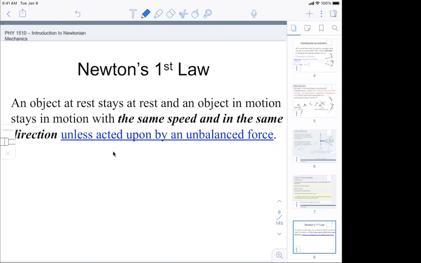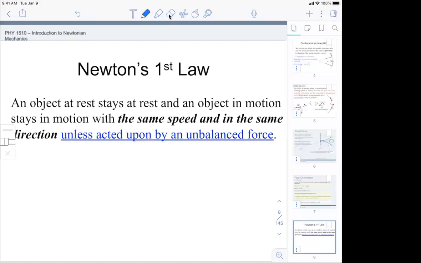Okay, Newton's first law. I'm going to go through this again. An object at rest stays at rest, and an object in motion stays in motion with the same speed and same direction, unless acted upon by an unbalanced force. There is a lot of misconception in how people talk about motion. They will say something like, you need a force in order to move. You don't really need a force in order to move. If you're already moving and there's no friction, then you're going to maintain that speed and velocity forever.